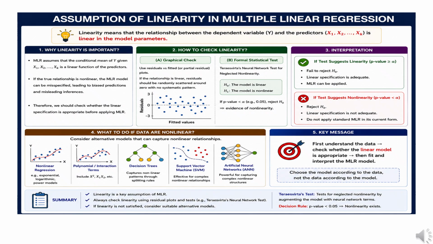Check whether the linear specification is appropriate, then select and fit the appropriate model. We should choose the model according to the data, rather than forcing the data to fit a particular model. This is one of the fundamental principles of good statistical and machine learning modeling.